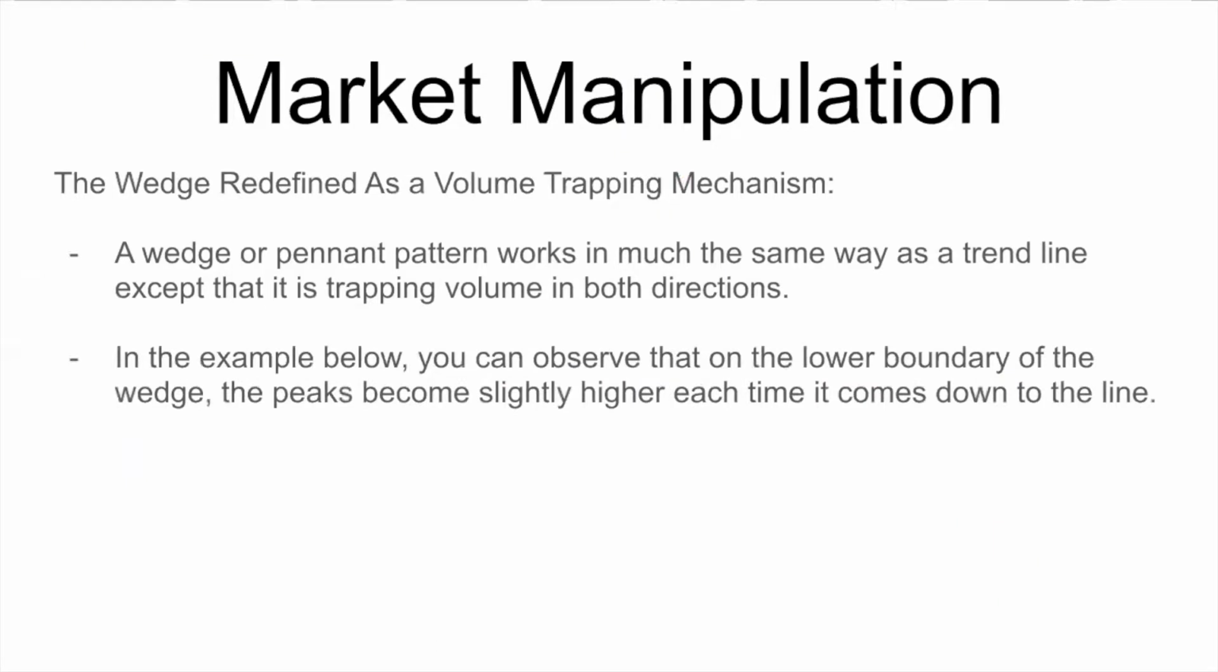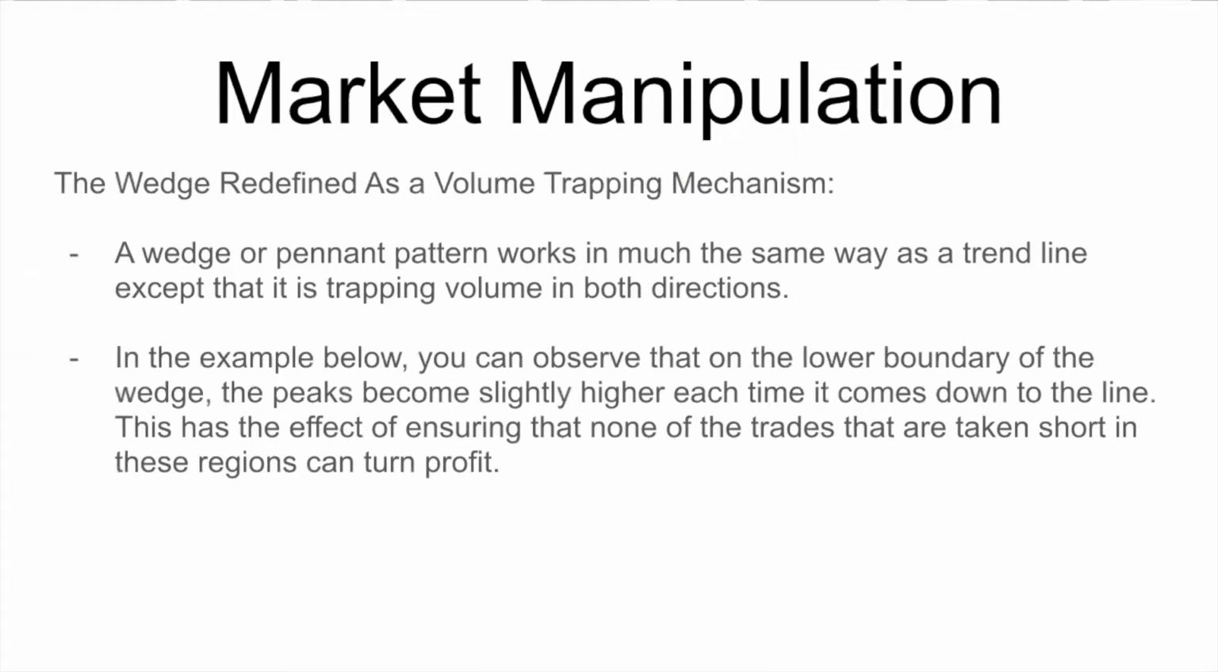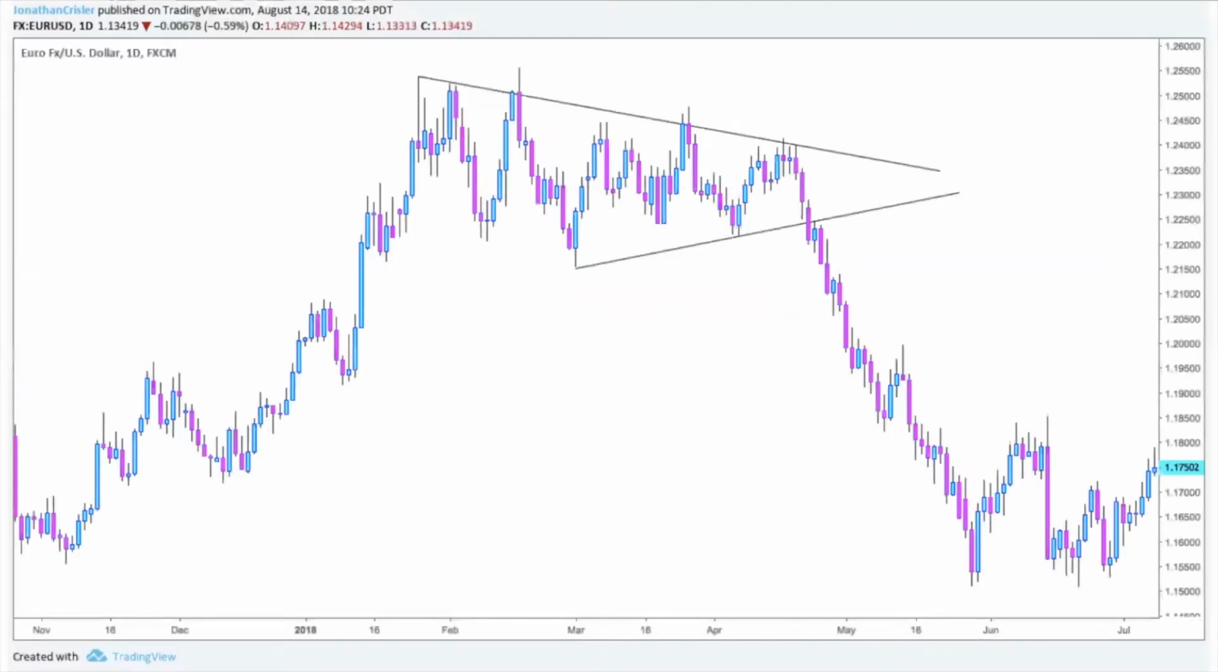In the example below, you can observe that on the lower boundary of the wedge, the peaks become slightly higher each time it comes down to the line. This has the effect of ensuring that none of the traders taking shorts in these regions can turn a profit. Same with the upper region of the wedge. All right, so let's go over an example of the wedge. You might notice that this is the same M that I just showed you. So we can actually see two volume trapping mechanisms that the dealers, brokers and institutions have put into place.